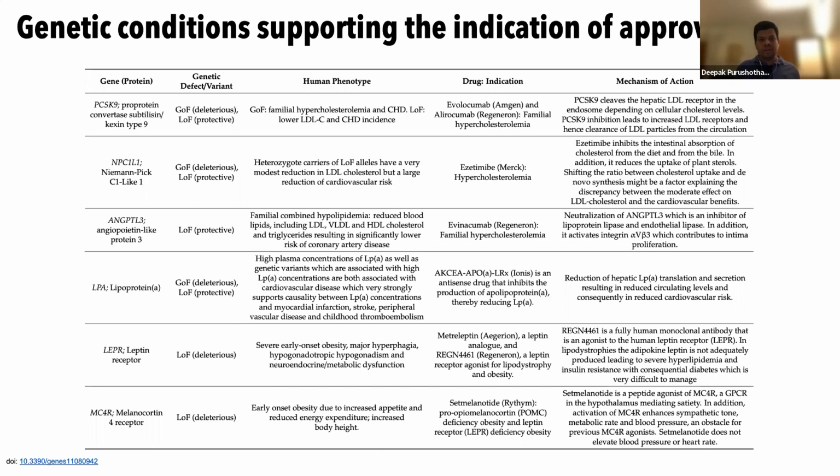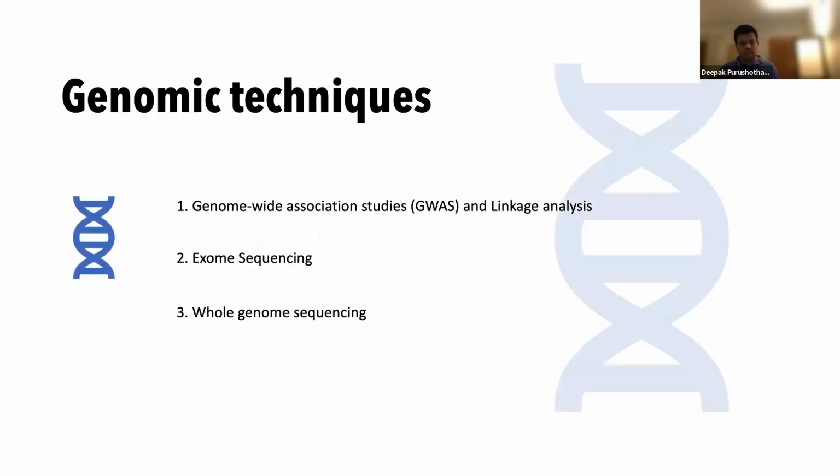So when we say genomics or genomic techniques, what are we talking about? Broadly, we can classify them into... traditionally there have been lots and lots of GWAS and linkage analysis. Linkage analysis is basically association studies that use high density genotyping of common variants. So common variants being between 1 to 5% of allele frequency in a given population.